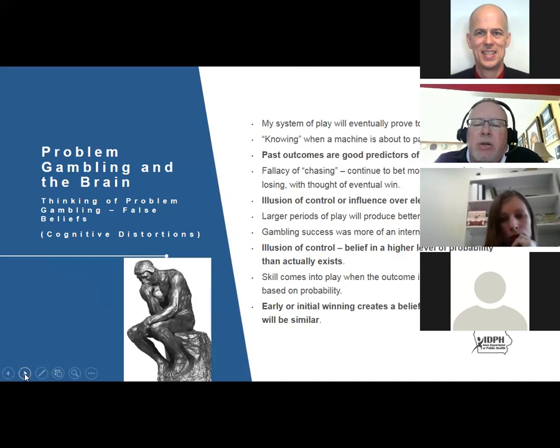And the initial winning creates a belief that future outcomes will be similar. I won once when I was wearing these red socks, so every time I go to the casino, I wear my lucky red socks. My recommendation is to wash your socks. Don't just keep wearing them, because it has no influence. Next.